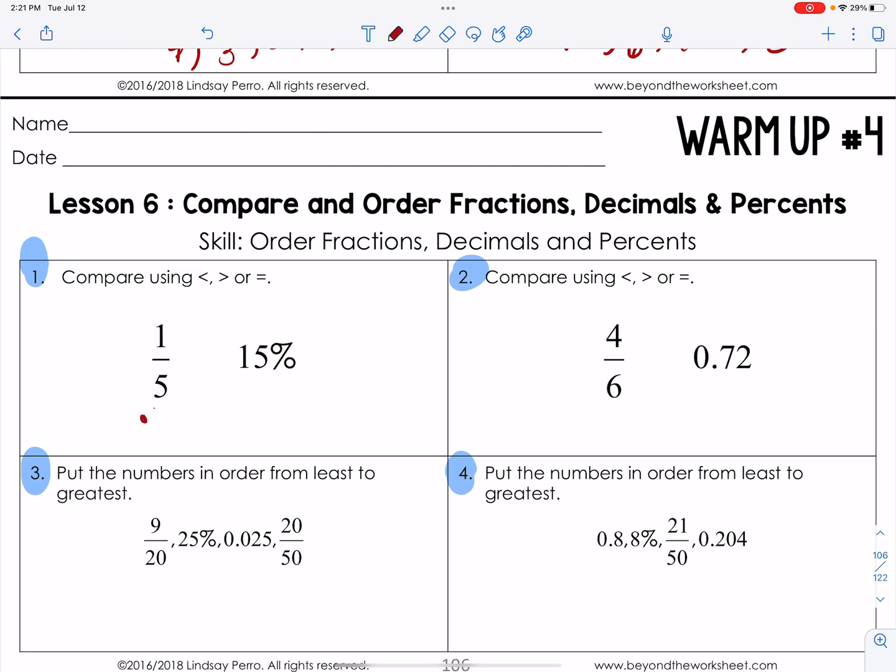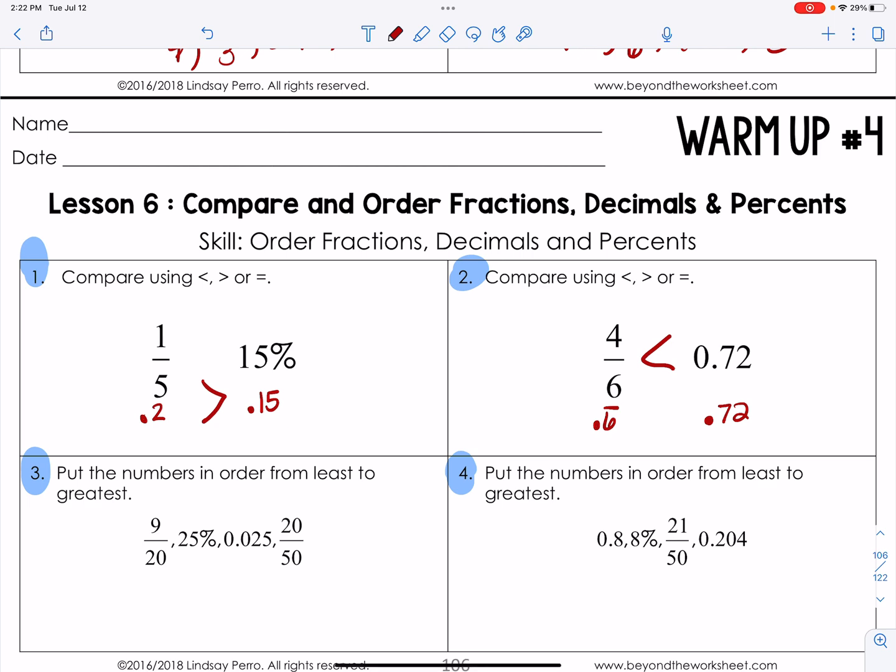1/5 would divide to 0.2, and 15% would be 0.15. So 20 cents, 0.2 is bigger. 4/6, if I divide it on my calculator, is 0.6 repeating. And this is 0.72, so this is bigger.